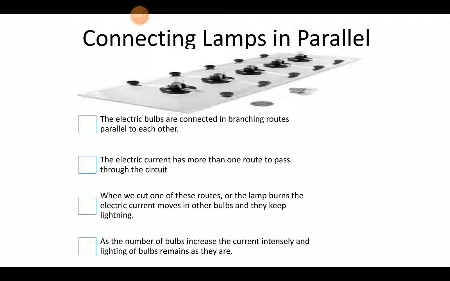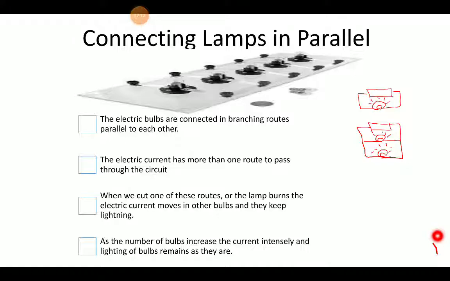About the parallel connection: it is the way in which the light bulbs are connected in branching routes. If we connect only one, we will connect it as you see. By connecting two, we will make a branching route. The light intensity doesn't decrease by increasing the number of light bulbs. So we can say that in parallel connection, when increasing the number of connected light bulbs, the lighting of the lamp, or the light intensity, remains as it is.